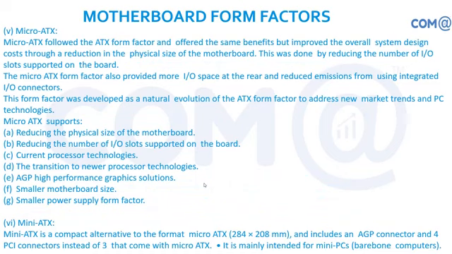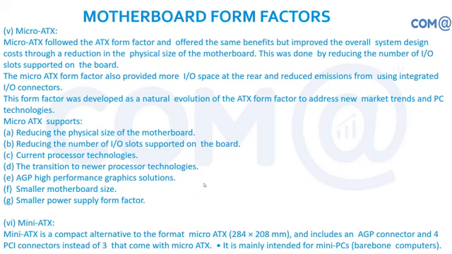And next is micro ATX. This followed the ATX form factor and offered the same benefits but improved the overall system design cost through a reduction in the physical size of the motherboard. So they reduced the size of the motherboard, which helped in reducing the cost, less heat dissipation, and more performance. Micro ATX supports reduced physical size, fewer IO slots, current processor technologies, transition to newer process technology, AGP high performance, smaller motherboard size, and a small power supply form factor. All these advantages are available with micro ATX.